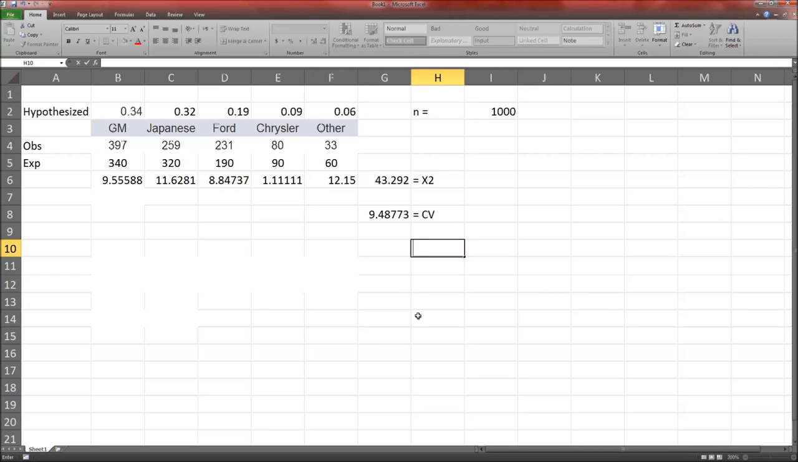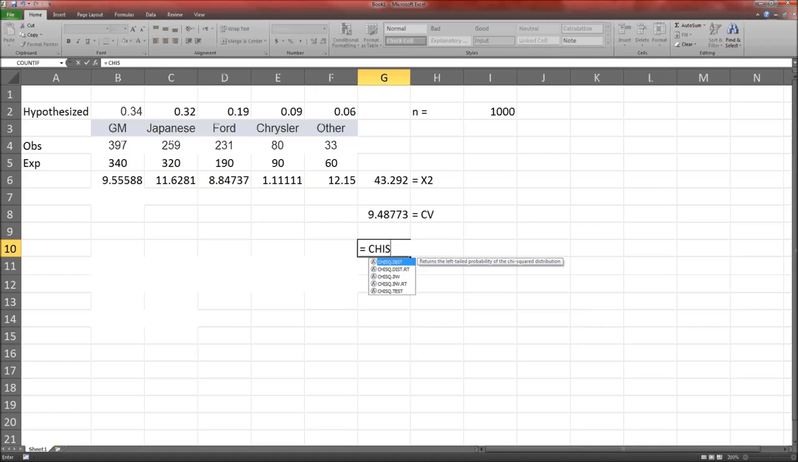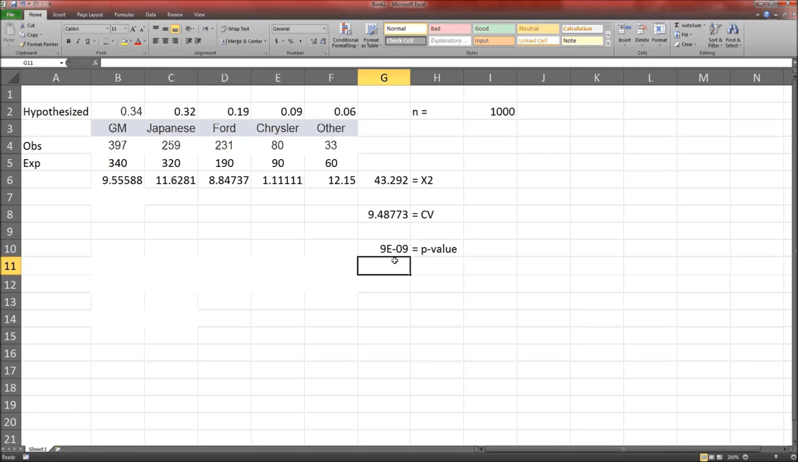Similarly, we can calculate a p-value. A p-value, remember, is just a probability. So it's going to be chisq.dist, because it's a probability. And since we care about the right tail of the chi-squared distribution, it's going to be dot rt. What information do we give it? We give it the observed test statistic and the degrees of freedom. Again, n minus 1, 4 in this case. The p-value is 9 times 10 to the negative 9th. Both of those tell us that we should reject the null hypothesis.